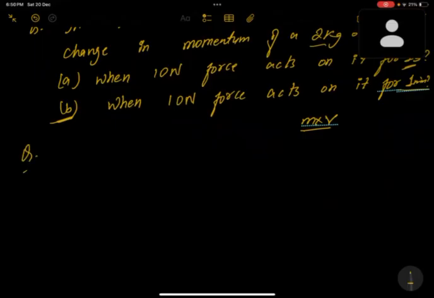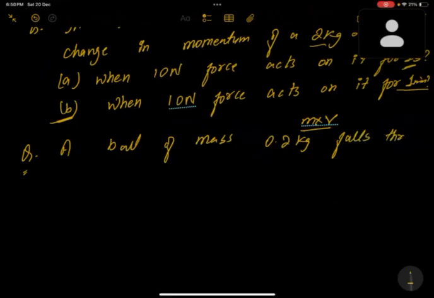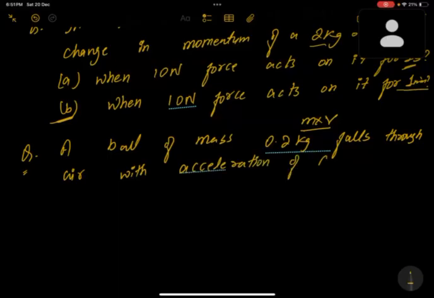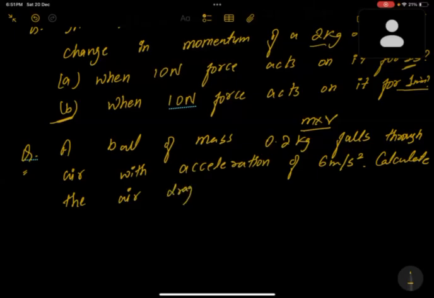Okay, next question: a ball of mass 0.2 kg falls through air with an acceleration of 6 meter per second square. Calculate the air drag on the ball. Solve it.